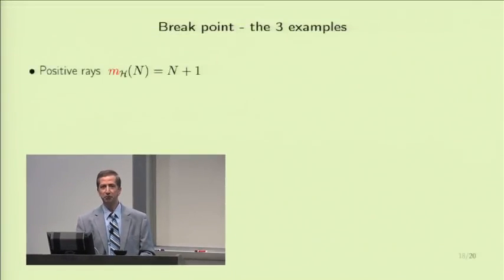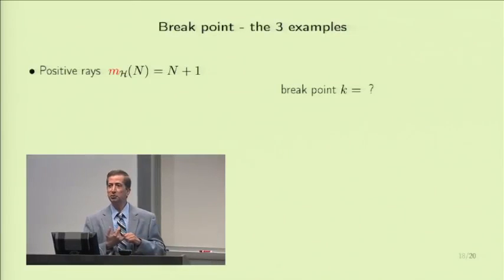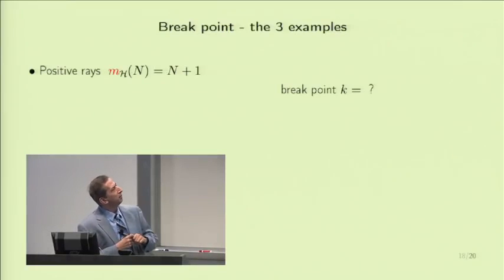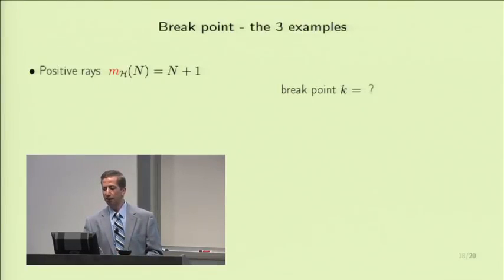So let's look at the 3 examples and find what the breakpoint is. Positive rays had this formula. We can plug in for capital N, and we ask ourselves, when do I get to the point where I no longer get 2 to the N, numerically, for a particular value? What is the breakpoint here? N equals 1, I get 1 plus 1, that's 2. That also happens to be 2 to the 1. N equals 2, N plus 1 is 3. That's less than 4, so 2 must be a breakpoint.